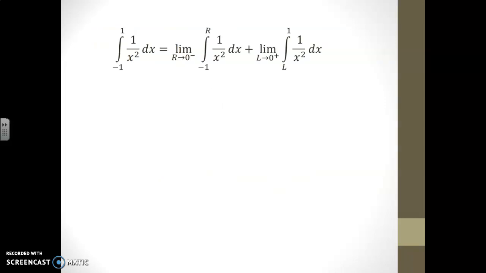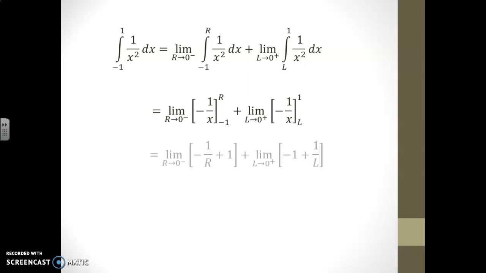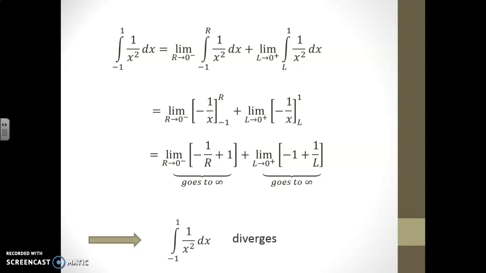Numerically, the problem is actually quite simple to solve. We have known antiderivatives for 1 over x squared. Then upper and lower bounds can be inserted into the antiderivatives. And finally, we will attempt to do limits for each part. Now, 1 over 0 does produce an infinite result, so neither limit here exists, and therefore the integral diverges.